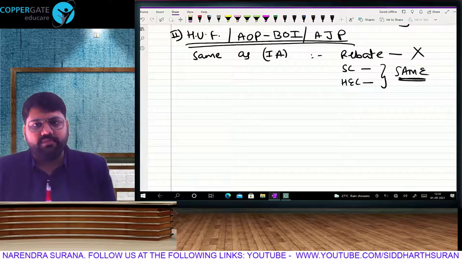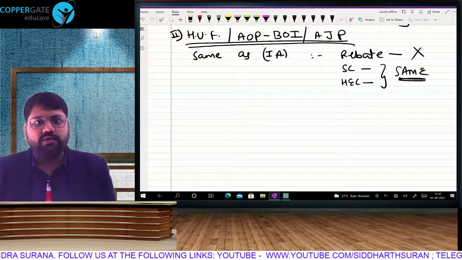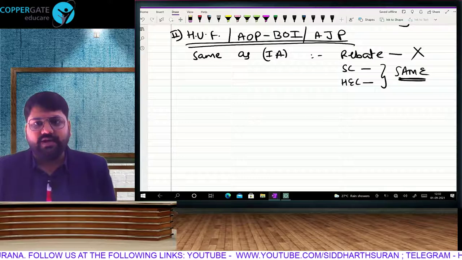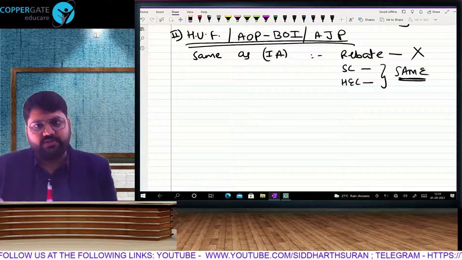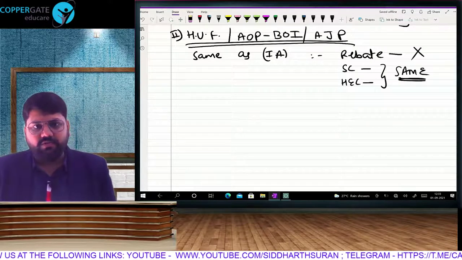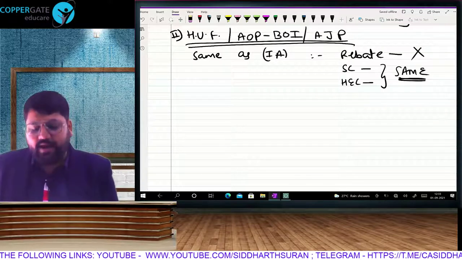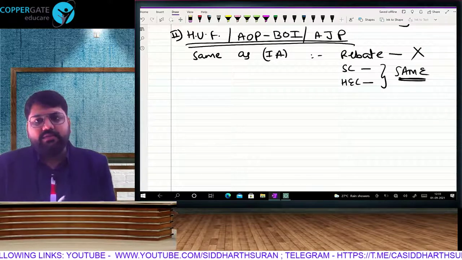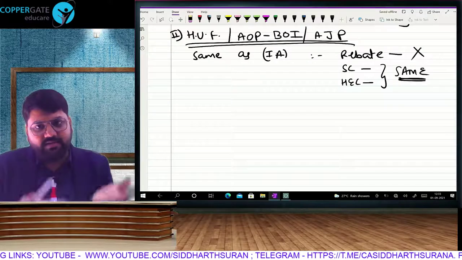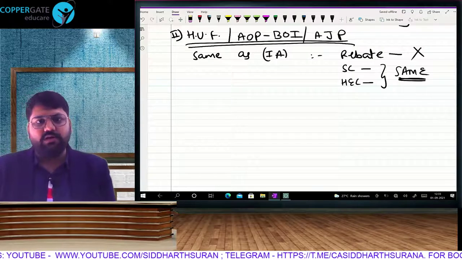When you open the new HUF as Karta, you have to exit the father's HUF. You exit your father's HUF and you open your own HUF. But of course, that's not technically a part of tax. That's a part of the Hindu Succession Act under the Mitakshara law, where you have to see the provision.